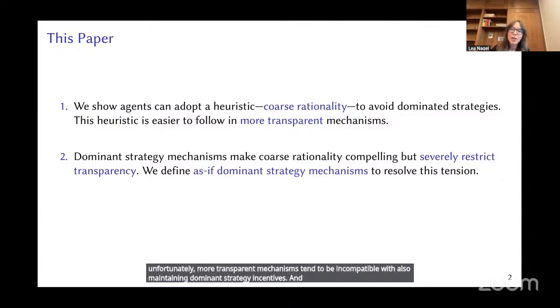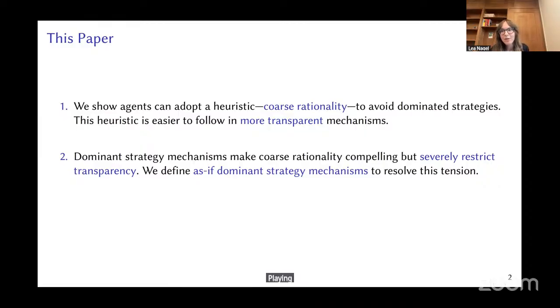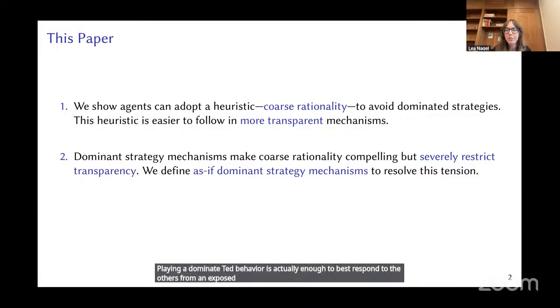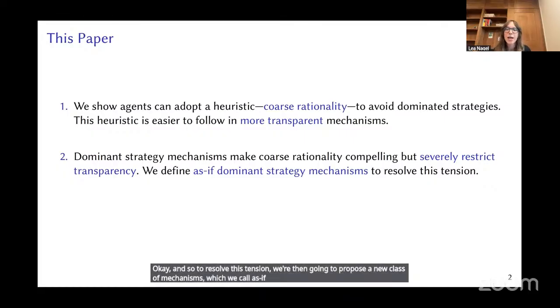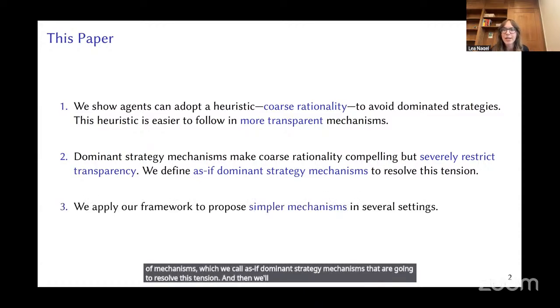And so this is an issue because once we no longer have a dominant strategy, it's not obvious that just avoiding playing a dominated behavior is actually enough to best respond to the others from an ex post perspective. Okay, and so to resolve this tension, we're then going to propose a new class of mechanisms, which we call as-if dominant strategy mechanisms, that are going to resolve this tension. And then we'll apply this to different application settings to propose some simpler mechanisms.